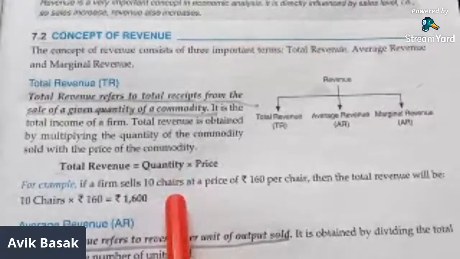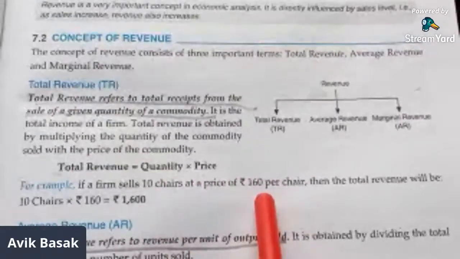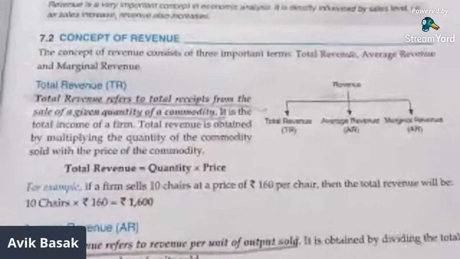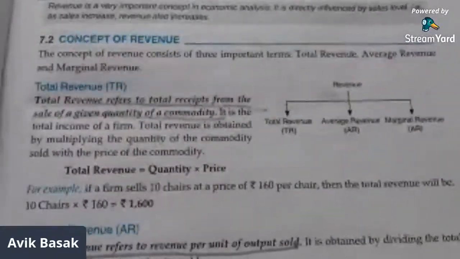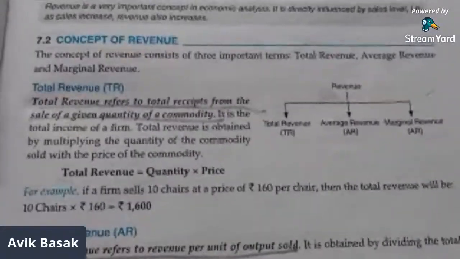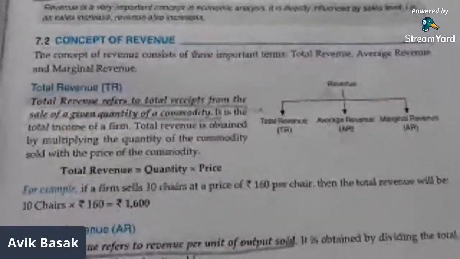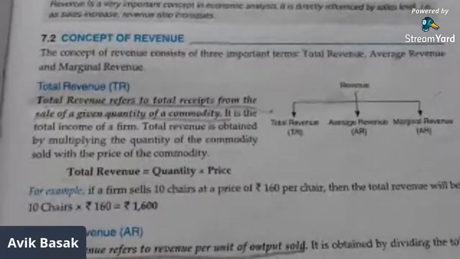Here another example is given. 10 chairs are being sold at rupees 160. Then total revenue is how much? 1600. Understood? It means the total amount of money you receive after selling the total amount of good.